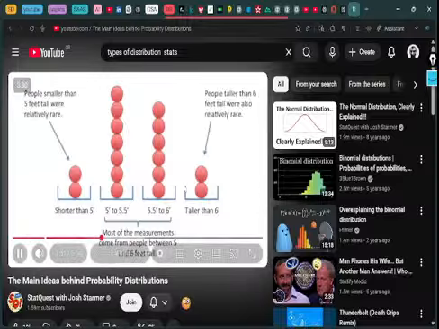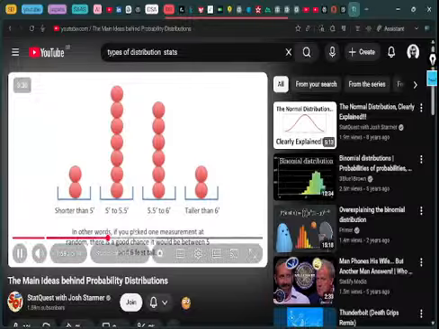People taller than 6 feet tall were also relatively rare. In other words, if you picked one measurement at random, there's a good chance it would be between 5 and 6 feet tall. The histogram gives us a sense of how likely we'll measure someone really tall or really short or closer to the average.